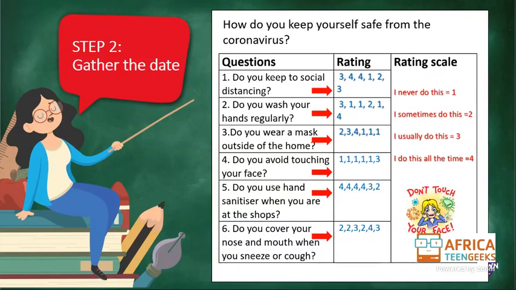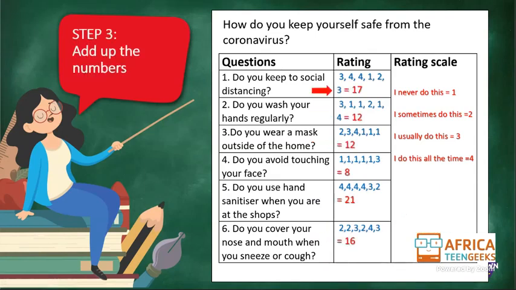Awesome. Right. Can you all help me count those numbers? So just write it in the chat box. Number 1, do you keep to social distancing? If you add all those numbers up, what do you get? A 3 plus a 4 plus a 4 plus a 1 plus a 2 plus a 3. What do you get? I get 17. Do you?